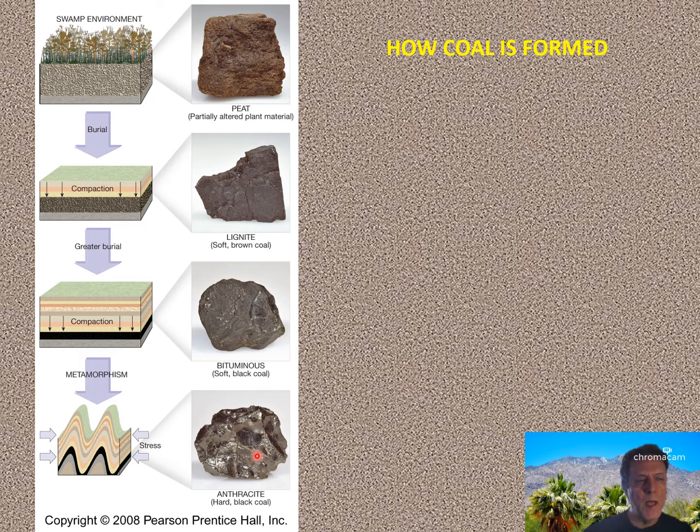Anthracite has the most packed together carbon of all the coals, so it's got the most carbon per unit volume and unit weight, and as you might imagine, it then provides the most energy per unit weight or unit volume. So it's the most intensely burning type of coal. We call that anthracite.